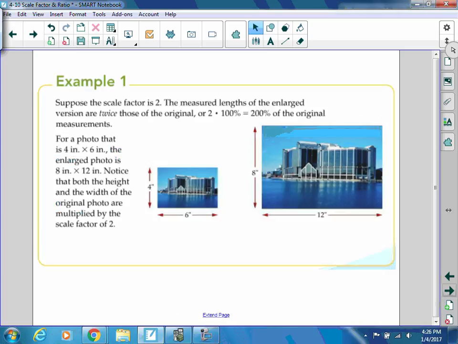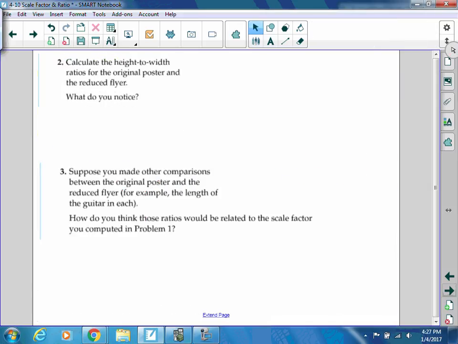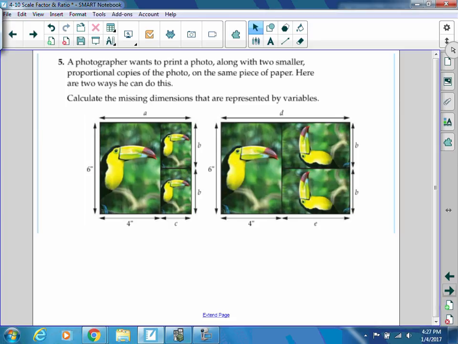Okay, again, here was just another look at that example that we did with the first one with the enlargement. You can take a peek at that if you need to. Example 2 here is just again looking at the reduction that we looked at. Now getting on to the work time here, we're actually going to skip this first problem, which means we're skipping 2 and we're skipping 3 for now. And we're skipping number 4, and we're going to go on to number 5 here with these pictures.